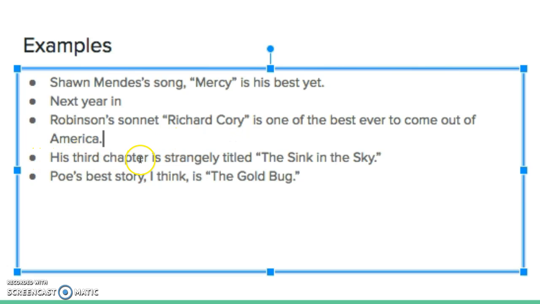His third chapter is strangely titled "The Sink in the Sky." Poe's best story, I think, is "The Gold Bug." And "The Gold Bug" is a short story, so it's being put in quotes. It's not a long novel. So those are some examples of when you would use quotations for titles.